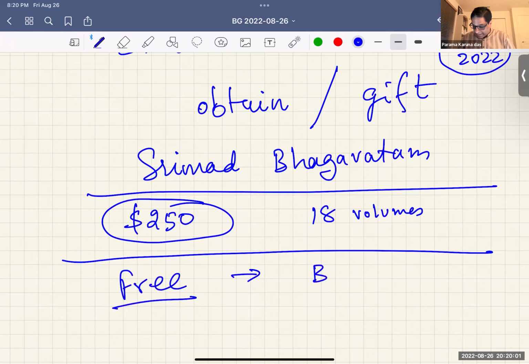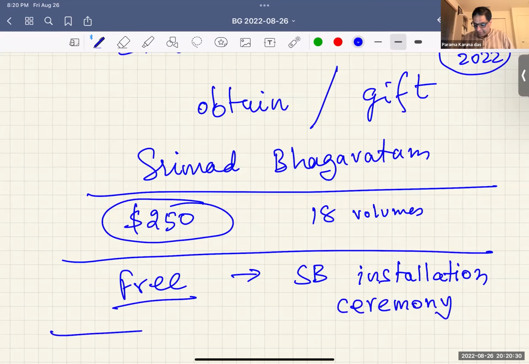And do a Bhagavatam installation. Bhagavatam is the literary incarnation, an avatar of Bhagavan in book form. So like we do installation, prana pratishtha, or a welcoming of the murti of Bhagavan, Bhagavatam is also a murti. So you can do an installation ceremony in your house and we can come and do it.